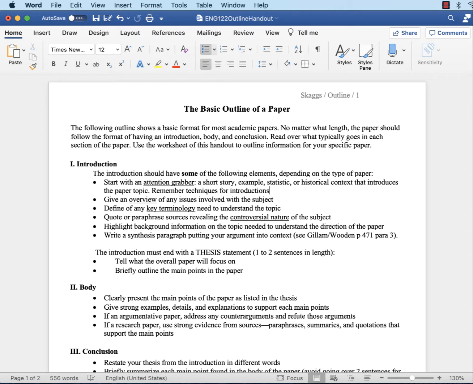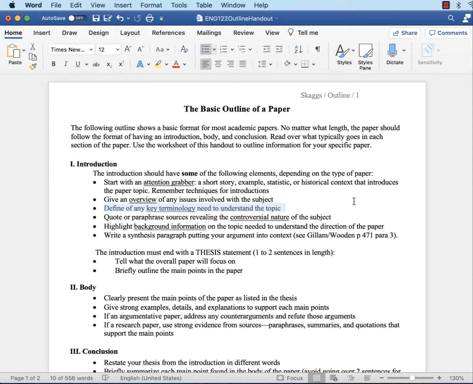Your introduction should also give an overview of any issues involved with the subject. So in other words, you're providing context for the reader. What does a reader need to know to understand your topic? You may need to define key terminology needed to understand the topic. Again, that's all about providing context.